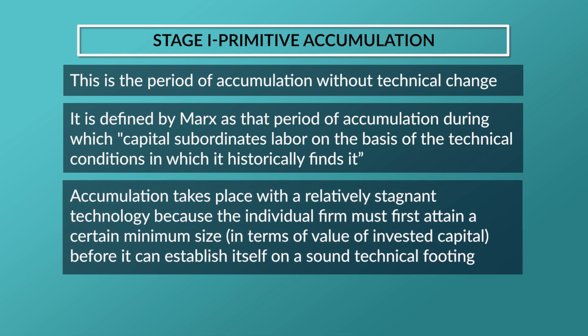So accumulation takes place with a relatively stagnant technology because the individual firm must attain a certain minimum size in terms of the value of invested capital before it can establish itself on a sound technical footing. Primitive accumulation is therefore synonymous with the concentration of capital into increasingly larger units. The key barrier to this increase in size is a market which is limited by the coexistence of pre-capitalist production. This limitation is also expressed through a constraint on the supply of labor.